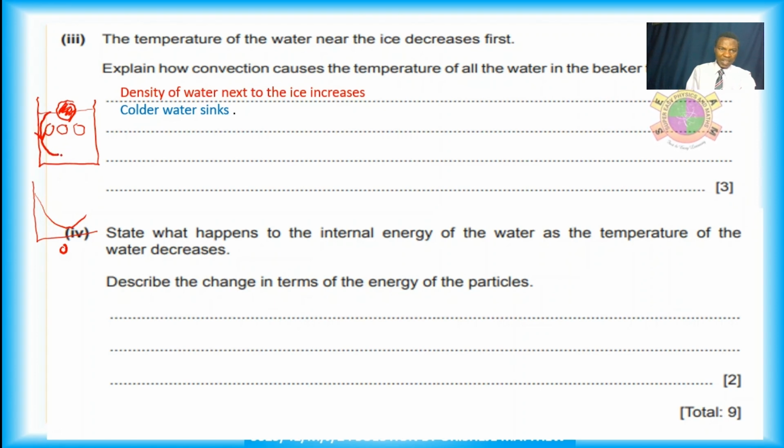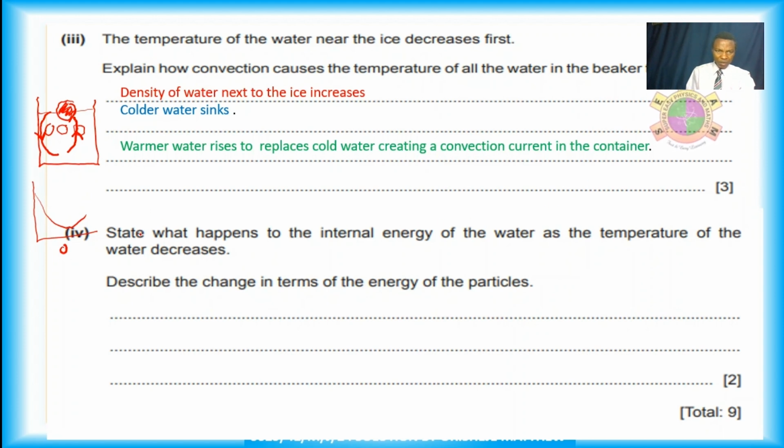And then the warm water at the bottom is light because the density is lower. So the warm water rises up. So it's going to cause a convection. And then the warm water rises to replace the cold water, creating a convection in the container.